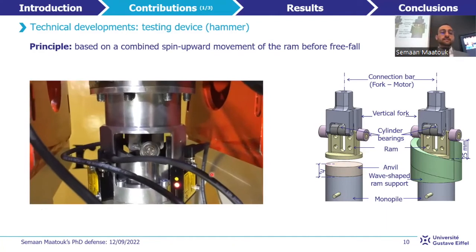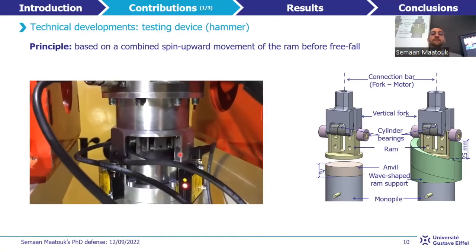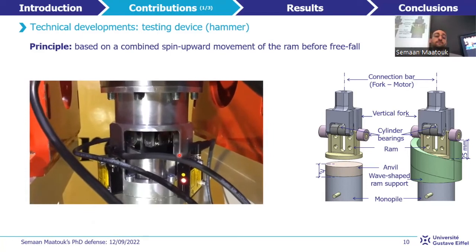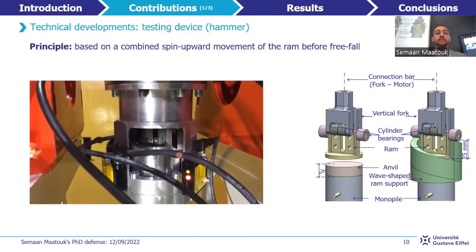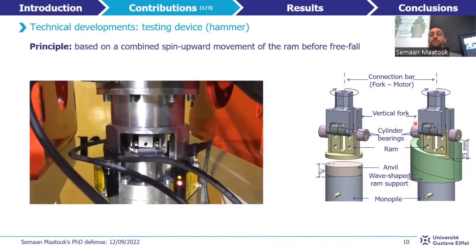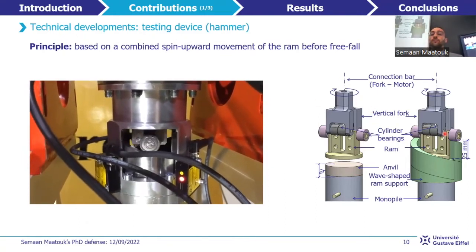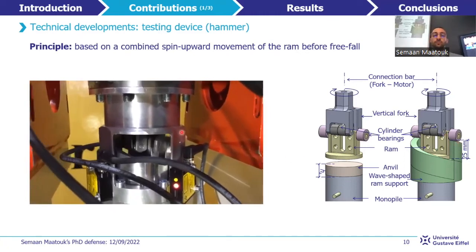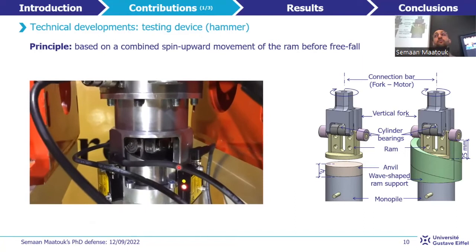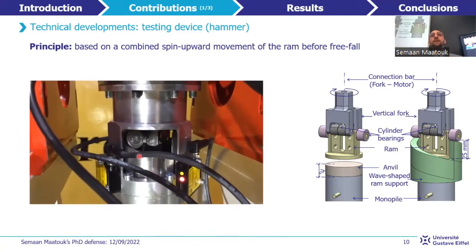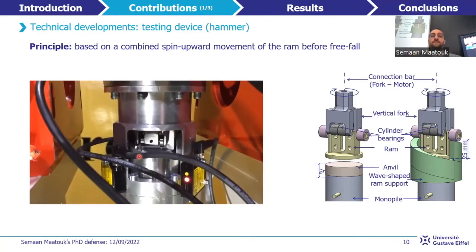There is a video taken at 1G that summarizes the hammering process. The idea is first to rotate the fork and therefore the ram, which will allow the free fall of the ram from a maximum height of 25 millimeters to hit the monopile, and then the move back up of the ram by rotation, and this continues as a loop until the monopile reaches the desired depth.